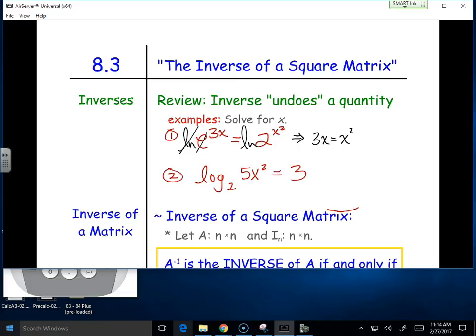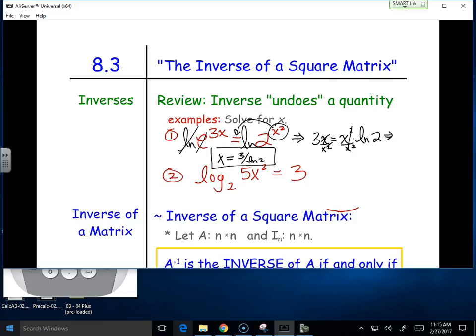I end up with 3x equals x squared times ln of 2. ln properties, the exponent pops down. Then I can technically divide both sides by x squared, and I can multiply by x and then divide. My final answer: x equals 3 over ln of 2.